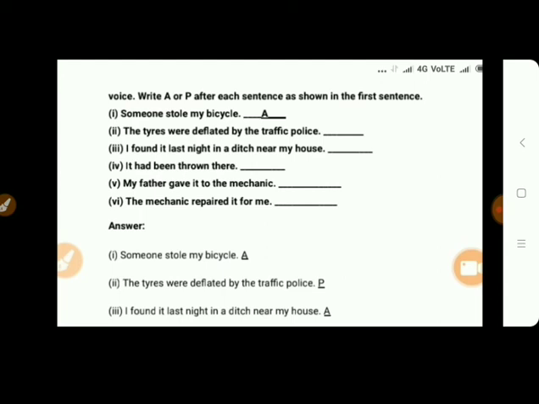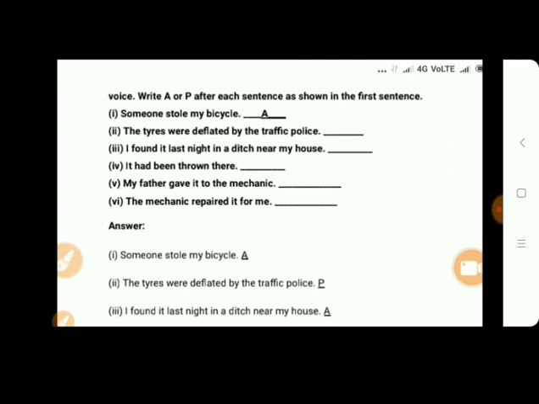Okay. The tires were deflated by the traffic police. Were deflated and by the police. So this shows this is passive voice. So write P over here. Okay, dear children. I found it last night in a ditch near my house. I found it. Simple past tense. Okay. No by, no past participle, neither has the object taken the subject's place. Okay, I is the doer here, so please mark A again.